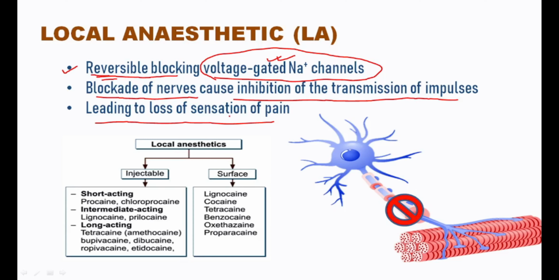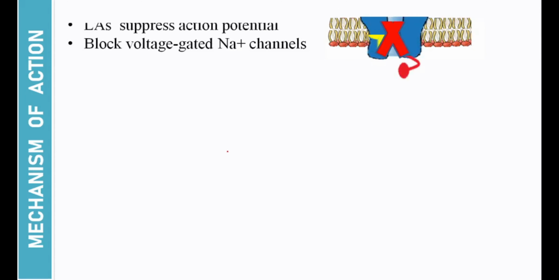We have seen that local anesthetics can be classified based upon their application, either injectable or surface local anesthetics. Chemistry wise, if you want to classify, then there may be the amide type or the ester type. So today we are mainly discussing the mechanism of action of this sort of drug in detail.